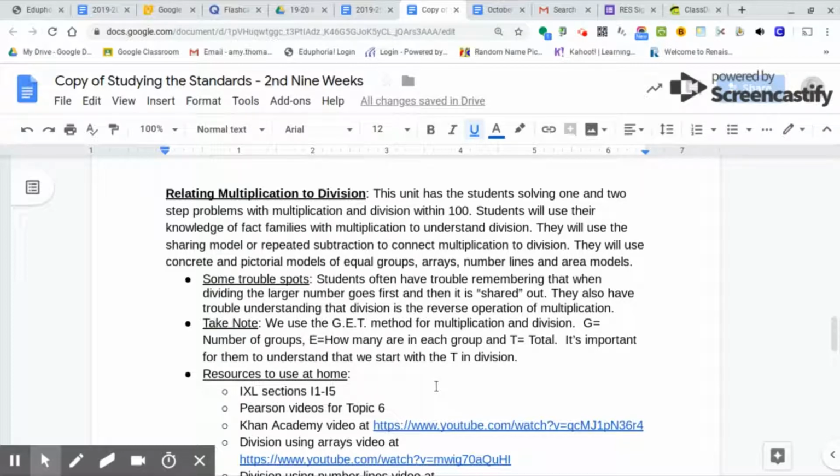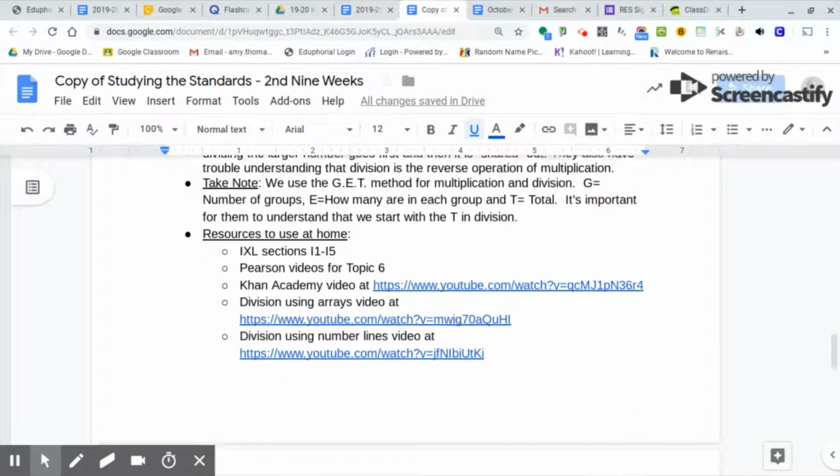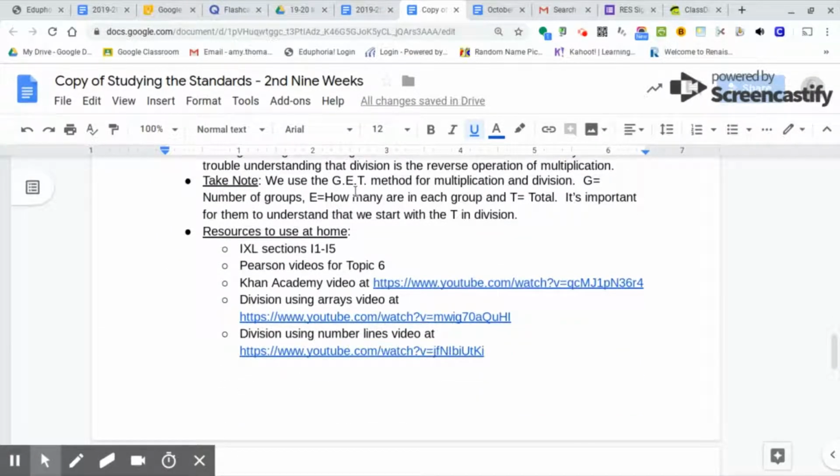One thing they often have trouble with is dividing. The larger number goes first and then it is shared out. They also have trouble understanding that division is the opposite of multiplication. The method that we will use is the GET method for multiplication. G equals number of groups, E equals how many are in each group, and T equals the total. So it's important for them to understand that we start with the T in division. Listed here are some resources that you can use at home to help with that unit.